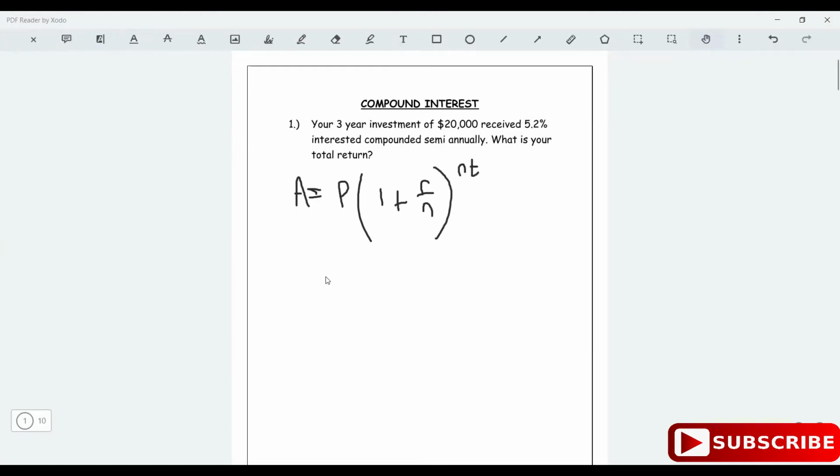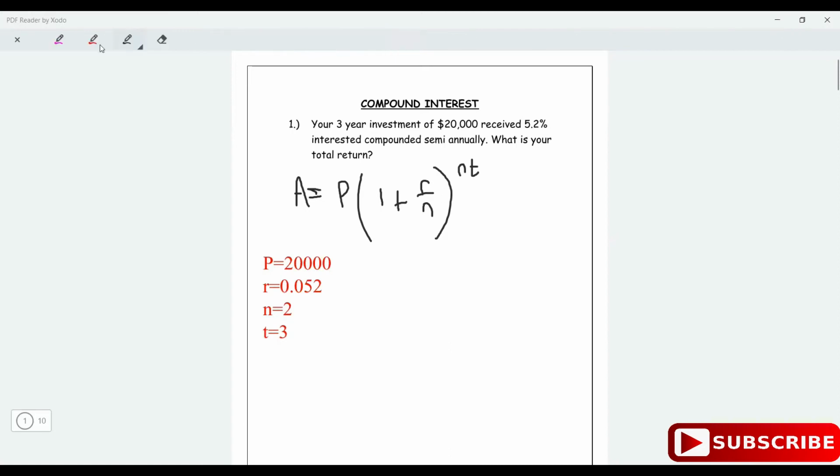Let's look at all of them now. P is the principal, so in this question, P is equal to 20,000. R is the rate, and you need to convert the rate to a decimal, so 5.2% as a decimal is 0.052. That's the rate. N is where it says compounded semi-annually, so n is equal to 2. And the time t is 3, because they say 3 years.